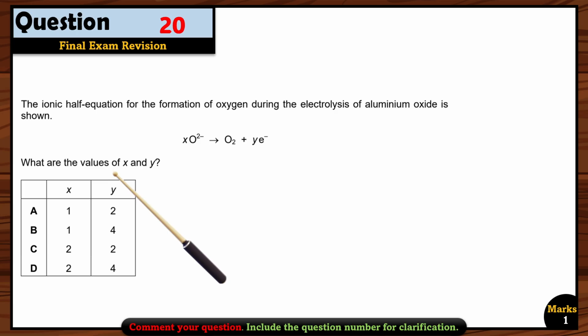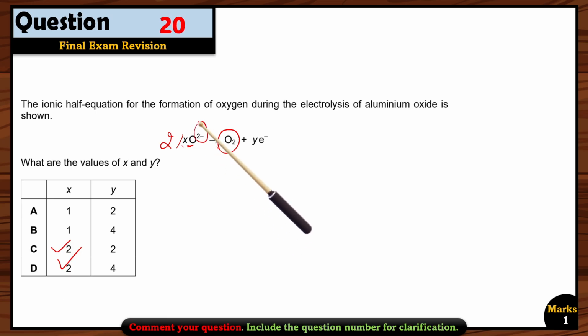Most of the students are very good at balancing the equation. They know that two oxygens are present here, so here we have only one, so it should be 2. But the common mistake the students usually make is that they forget to multiply the oxidation number with the coefficient. So 2 into 2 is 4. Your answer should be 4 electrons. It should not be 2.